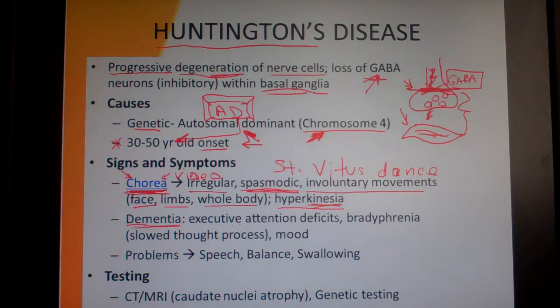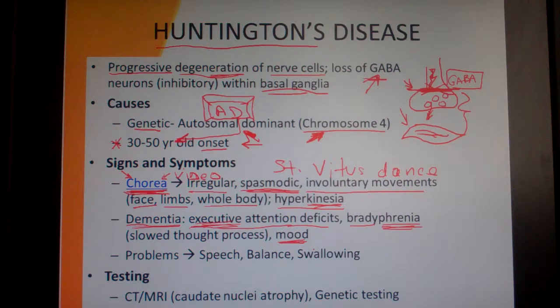In dementia, you start losing your executive attention deficits first. Okay, so a lot of times with Huntington's, you'll be talking about higher brain functions, maybe balancing your checkbook, making executive kinds of decisions, that sort of thing. All right? And bradyphrenia, you probably haven't heard this word before: phrenia is just your thoughts. Okay, so you have a slowed down thought process, and it also affects your mood.